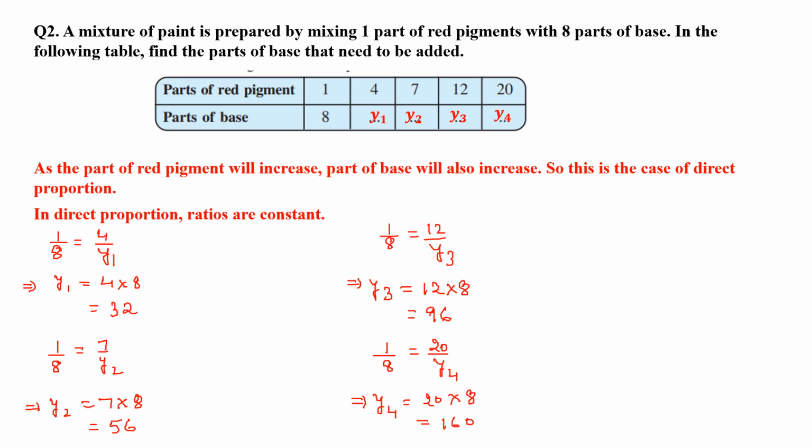And you can see clearly from here, as the part of the red pigment increases, the part of base is also increasing. y1 is 32, right? So from 8 it increased to 32, and y2 is 56. In the same way, y3 is 96 and y4 is 160. So as the part of the red pigment increases from 1 to 4, 4 to 7, 7 to 12 and 12 to 20, the part of base also increases, isn't it? So this is your question number 2.